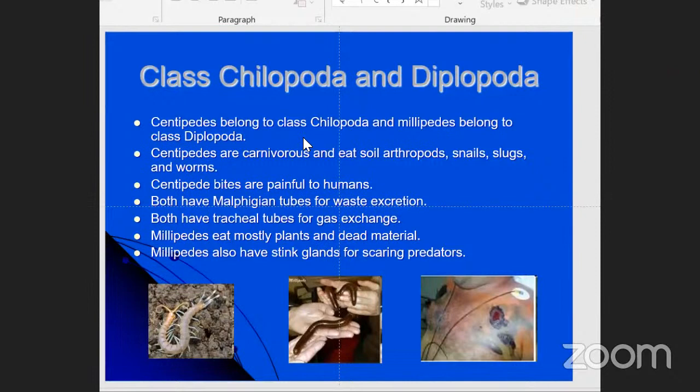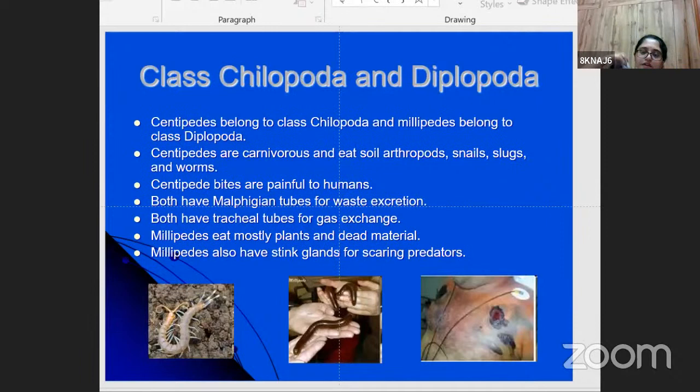The fifth class is class Symphyla. They are known as the garden centipedes, again terrestrial. Because they are present under stones and avoid light, they are known as garden centipedes. Antennae and mandibles are present, and around 12 segments are present. You have a terminal segment having a pair of cerci, which are ducts of spinning glands. Examples are Scutigerella and Scolopendrella.